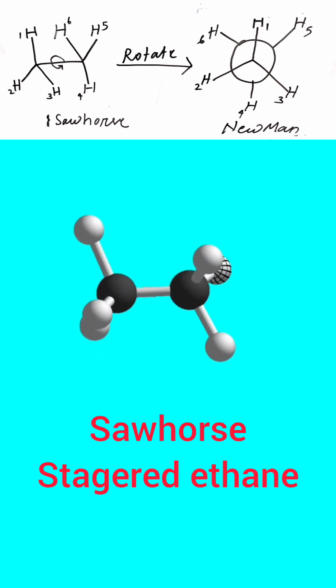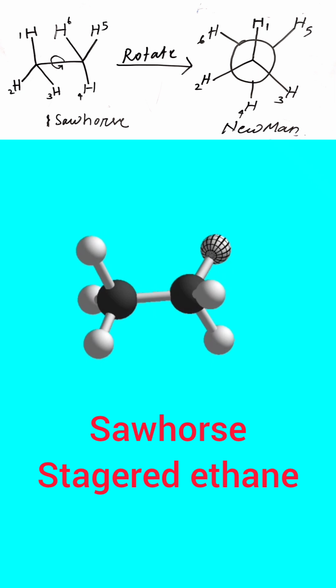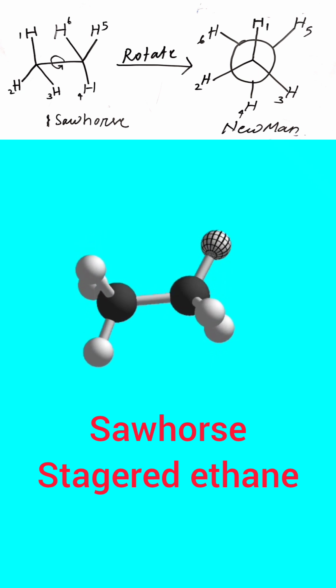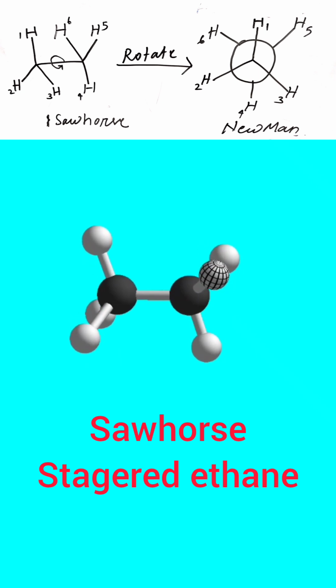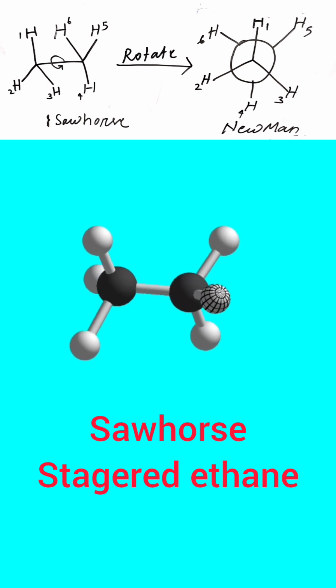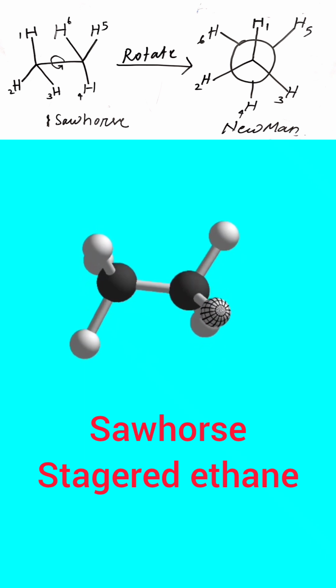In staggered ethane, no 2 hydrogens are aligned with each other. Hydrogen 3 and 5 are towards us, and hydrogen 2 and 6 are away from us. Hydrogen 1 is above the top of the carbon and hydrogen 4 is at the bottom of the carbon. How can we find the Newman projection from the sawhorse projection? By rotating the sawhorse projection from left to right.